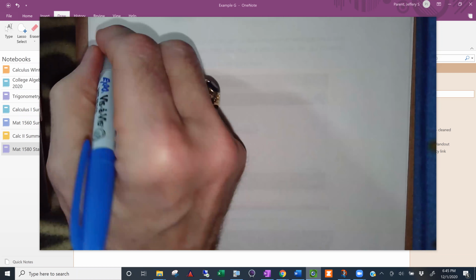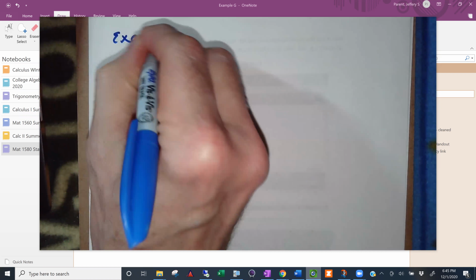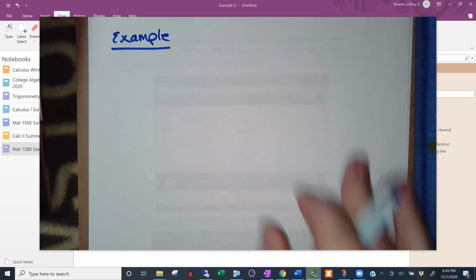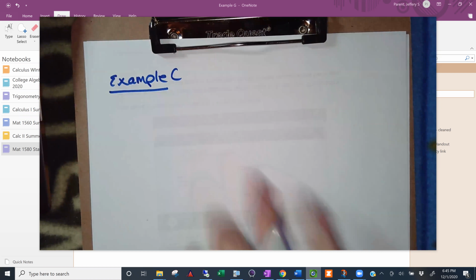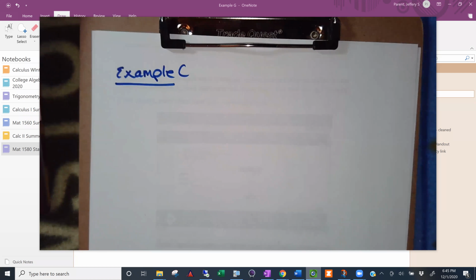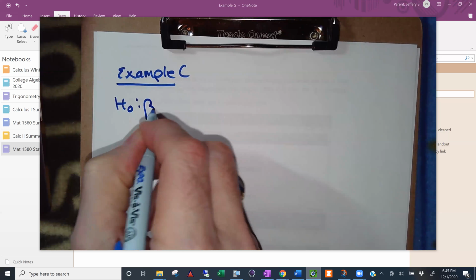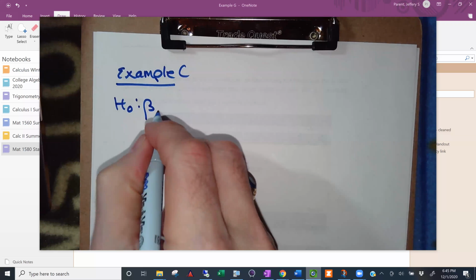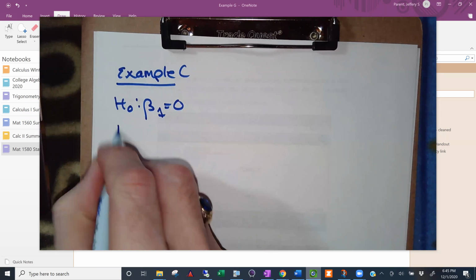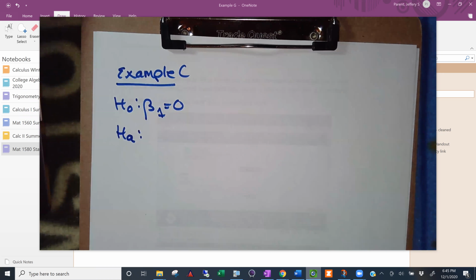Now, when we start getting into these regression equations, what we're going to be testing is a hypothesis. And I don't have a nice handout for you like I do for some of these things, but our hypothesis is going to be this.